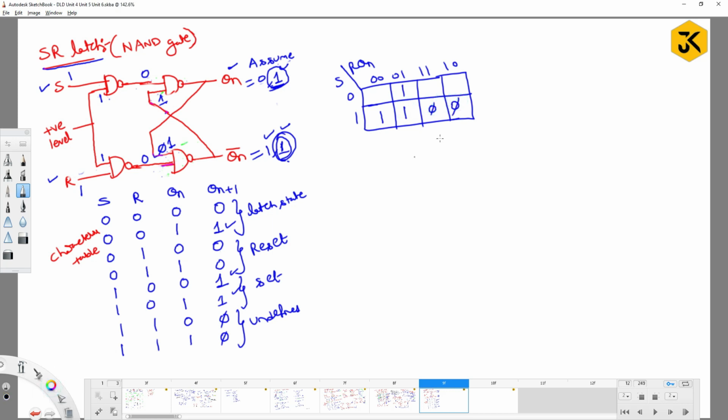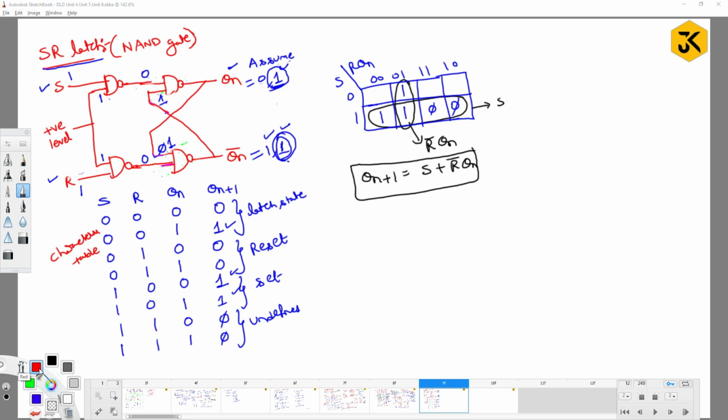So now try to combine it. You are going to get S plus, sorry, it should be S. Now if you combine like this, you are going to get R bar Qn. So totally the next state you are going to define as S plus R bar Qn, right? Now what about the excitation table? Right, you can draw its circuit diagram, right?